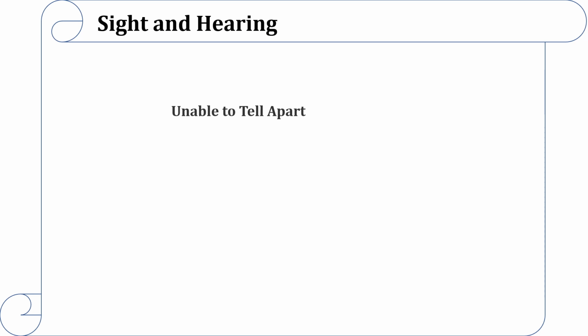Unable to tell apart. Users with color blindness have difficulty distinguishing certain colors, and when many buttons and icons are clustered together, it is difficult for anyone to tell them apart. Therefore, products must be designed so their controls are readily distinguished.